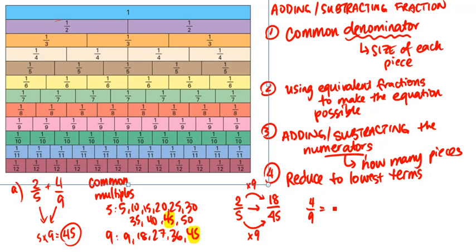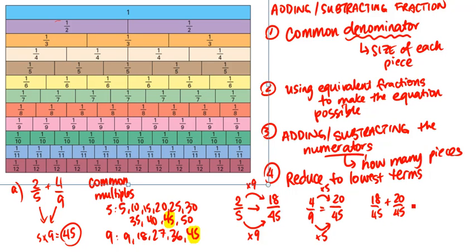4/9 is how much over 45? I need to multiply the pieces by 5. I have to cut each one into 5 pieces, which means I'll have 5 times more pieces on the top. 4 times 5 is 20. So now if I add these together, I have 18 over 45 plus 20 over 45. These are equivalent fractions to 2/5 and 4/9.